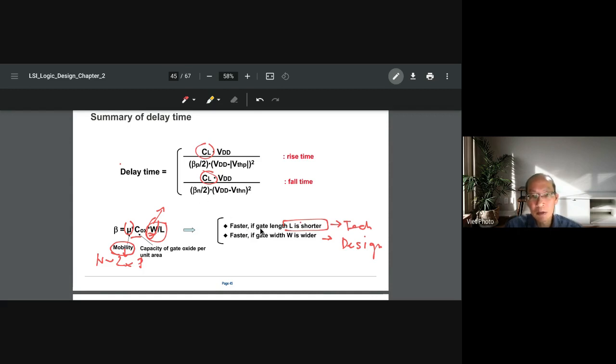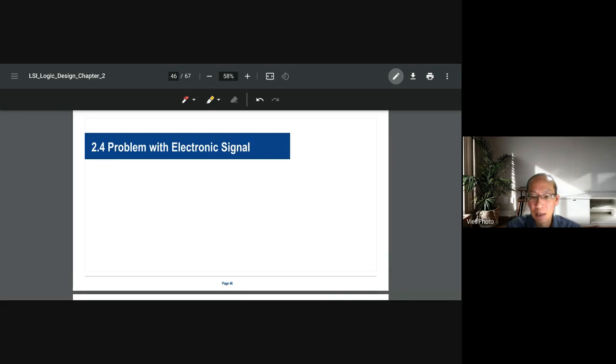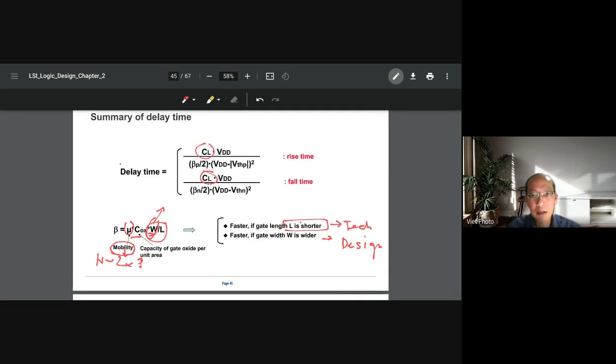So these two things: one is that the L is shorter, that's the technology, you cannot do much. But the width is wider, then you have the design. But again, it's not your concern. This is the cell design concern. All right, I think we are just in time for that.